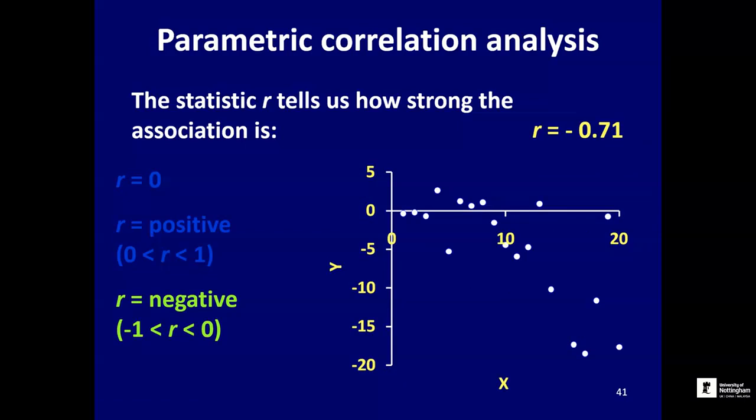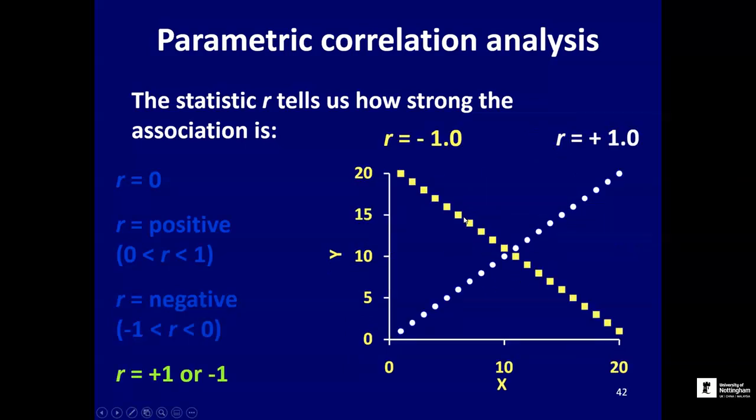If R is negative, then we see the opposite. Here, with R as minus 0.7, we see a relatively strong negative correlation. And at the extremes, when R is exactly 1, you're saying there's a perfect relationship between these two variables: any increment in x will generate an increment in y completely predictably, without any noise. So that's what a perfect correlation looks like.